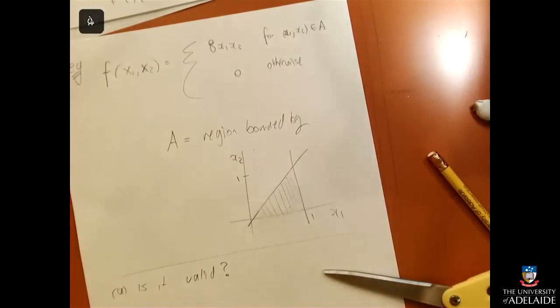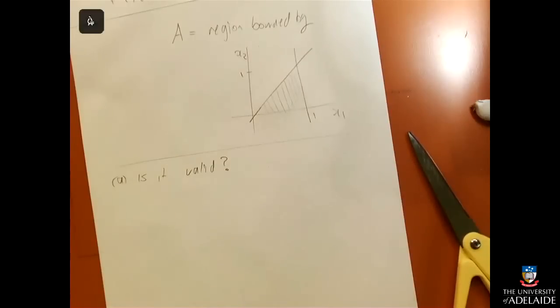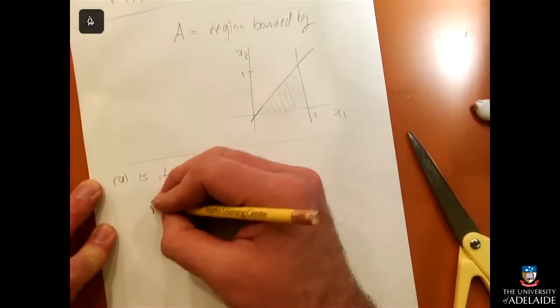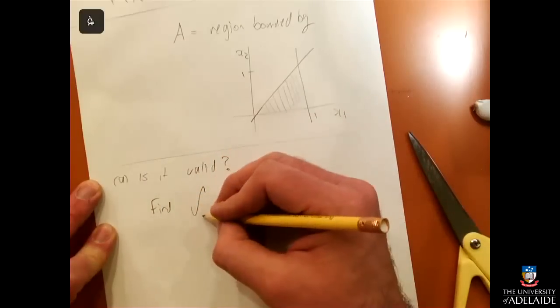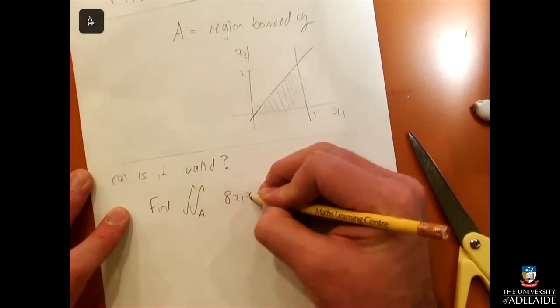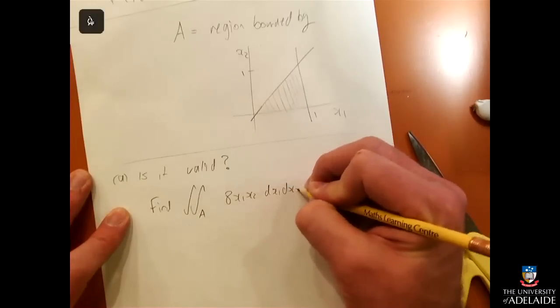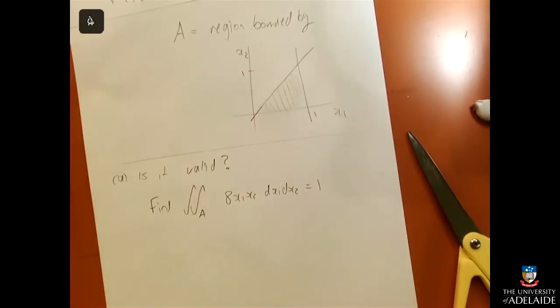Right. Okay. So is it valid? Well, if it was valid, then the integral over the entire zone would be 1. Integral over the, well, I guess it's a double integral, over the entire region A of f(x1, x2) should be 1. But my question is, how am I going to do that integral? Because the options for x2 depend on the options for x1.